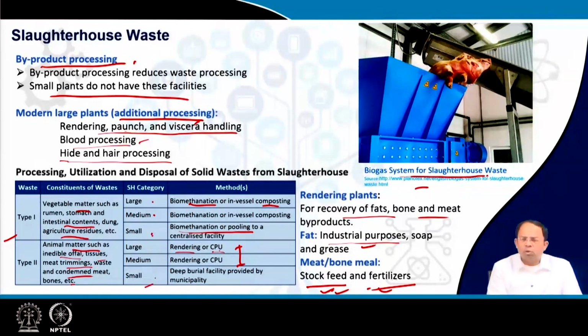For small plants, we cannot have such facilities, because this can only be there in large plants, because these are additional processing steps that require a lot of space and other technologies. So in smaller plants, the contents that come out of small slaughterhouses, we can take them for deep burial provided by the municipality.